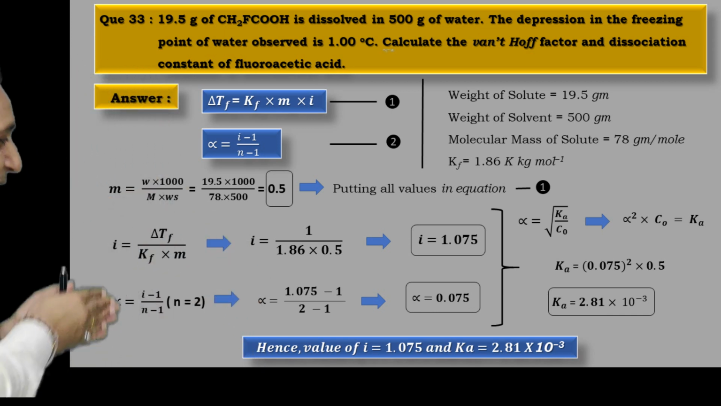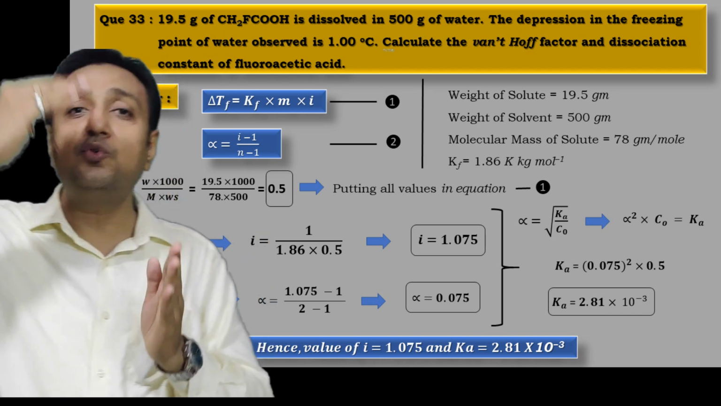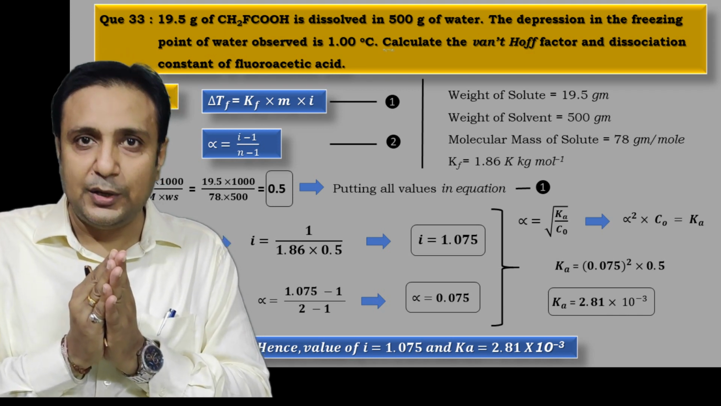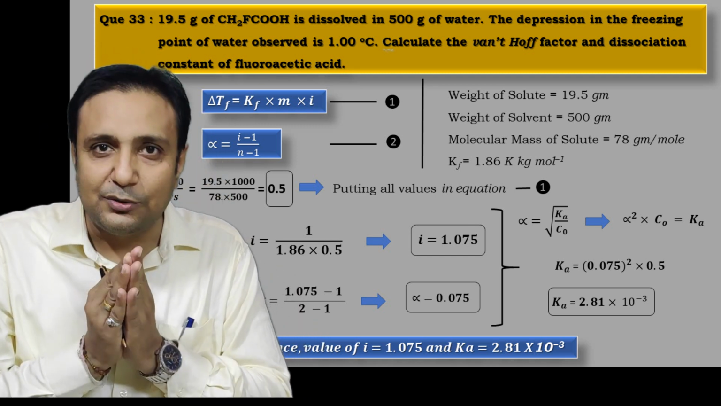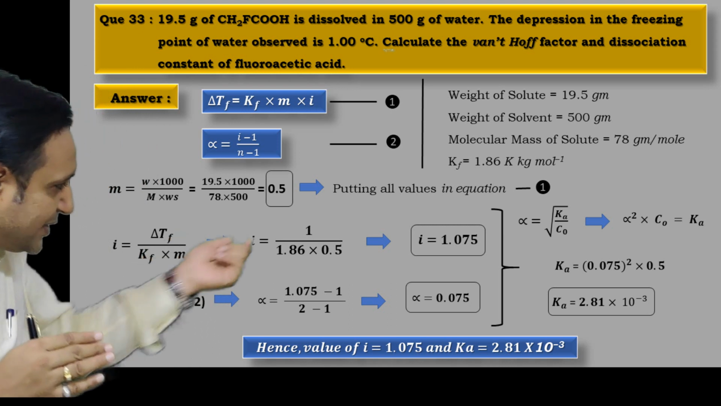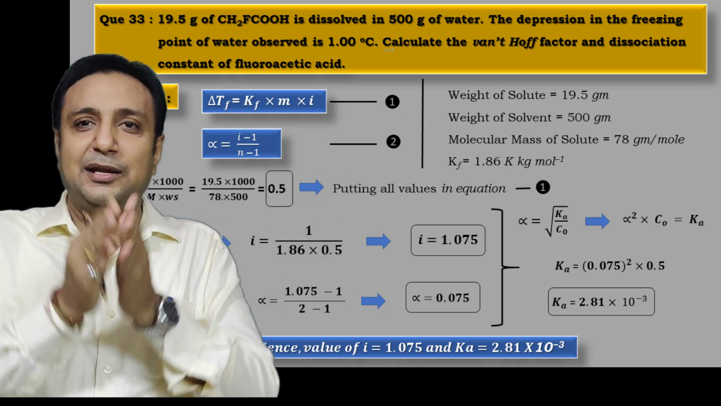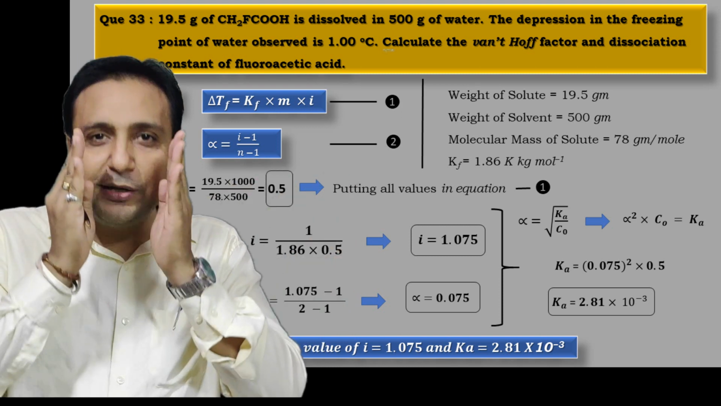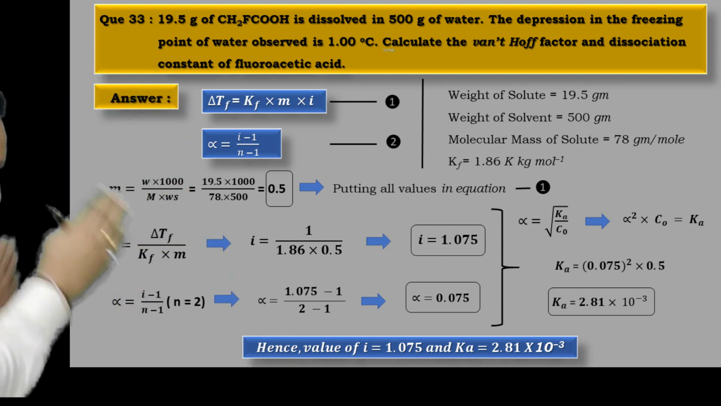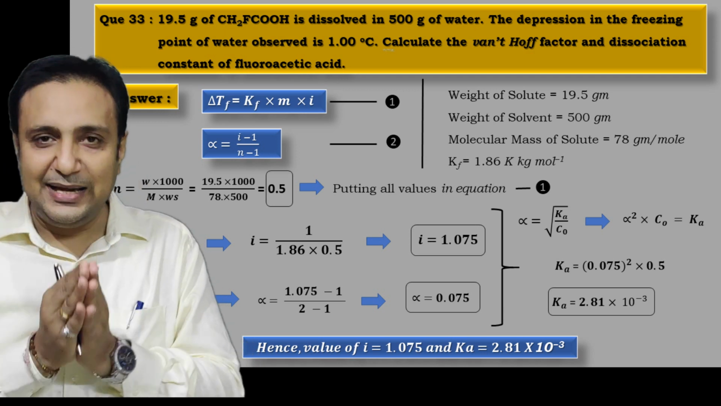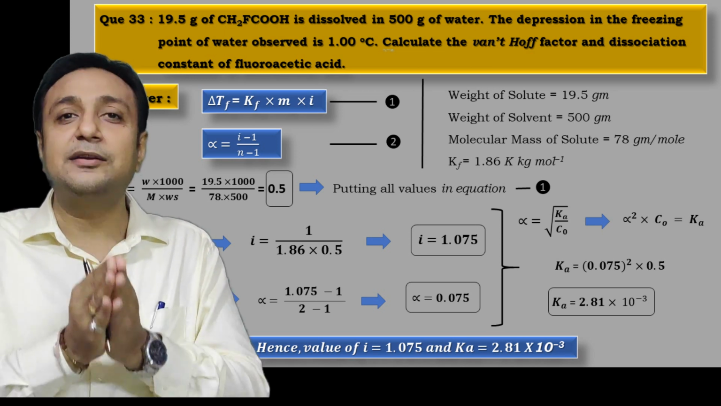Now from that value and C0, we want to calculate the value of Ka. So alpha is equal to under root Ka divided by C0. So alpha square is equal to Ka divided by C0. So Ka is equal to alpha square into C0. So put the value of alpha and C0, and by multiplying, you will get the value of Ka, that is 2.81 into 10 raised to minus 3. So in this numerical, the value of Van't Hoff factor i is equal to 1.075 and Ka is equal to 2.81 into 10 raised to minus 3.